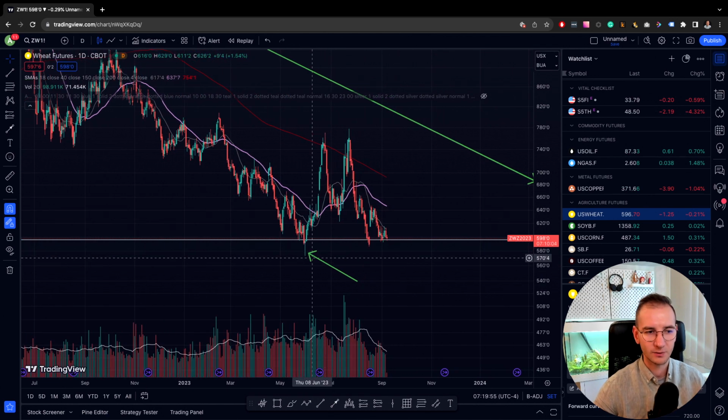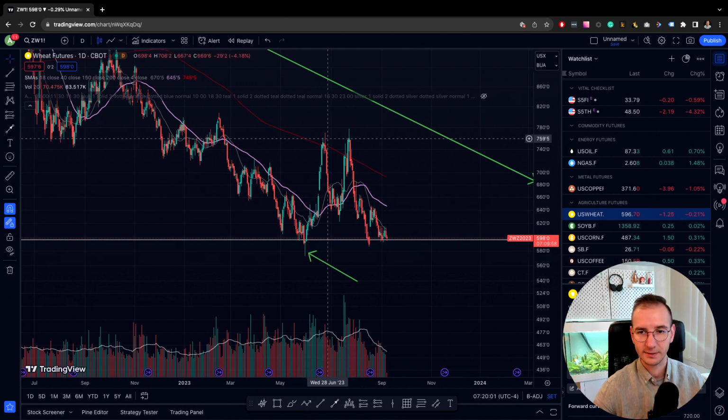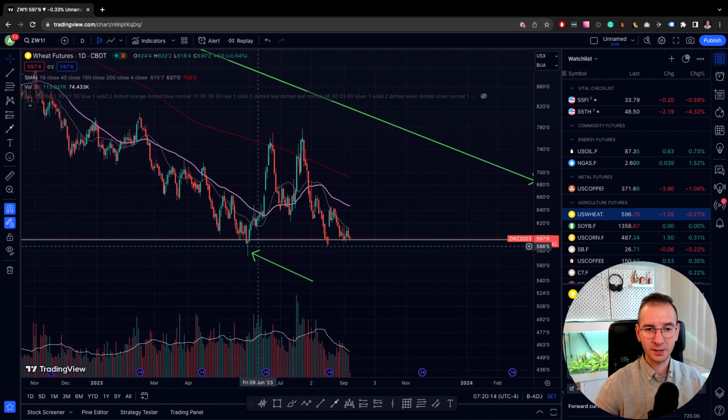So this means that we've had a successful liquidity grab over here, and then we ran that liquidity to the buy side, as you can see over here, all the way up to 765. Cool, so that put in an initial lower low.